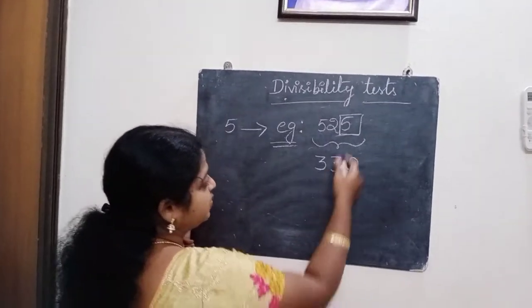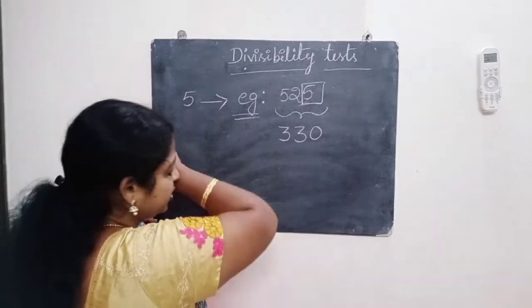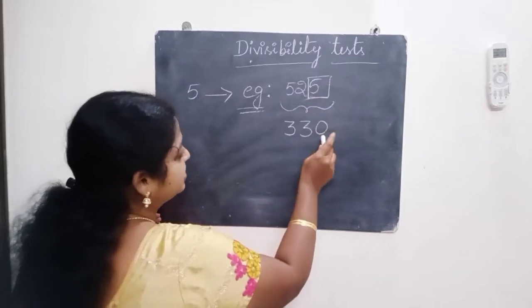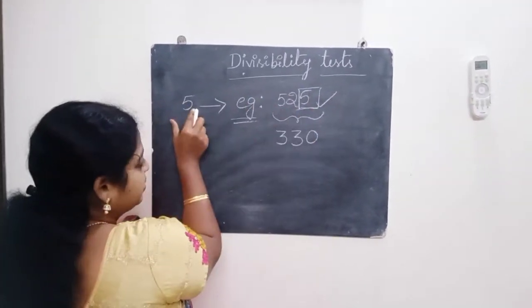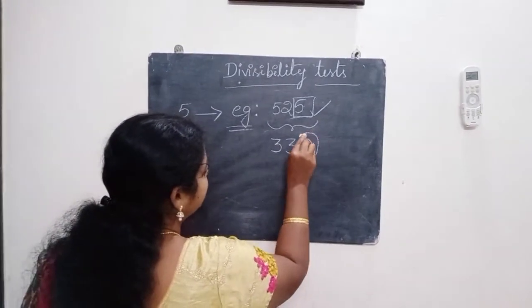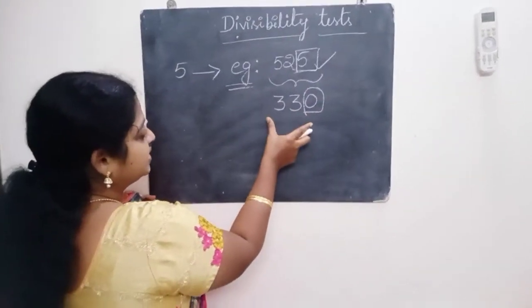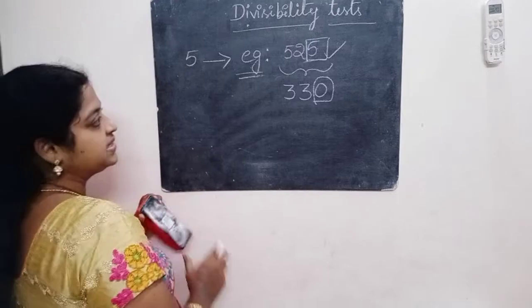I am taking the example of 0 or 5, as I told you, so I am explaining 5 and 0 here. With 5 at the end, we can say that the given number is divisible by 5, and 0 is there in the last digit, so we can say that 330 is also exactly divisible by 5.